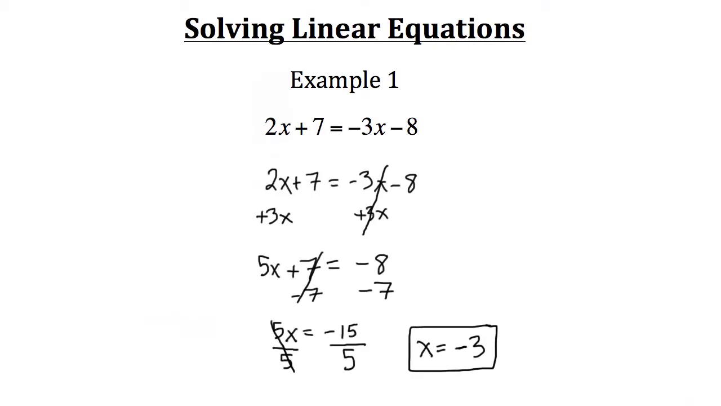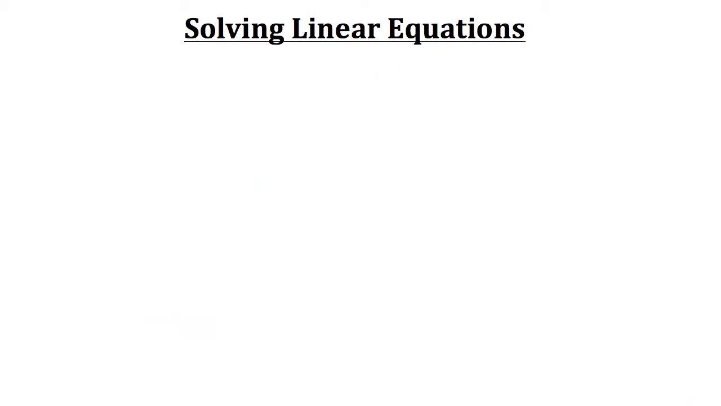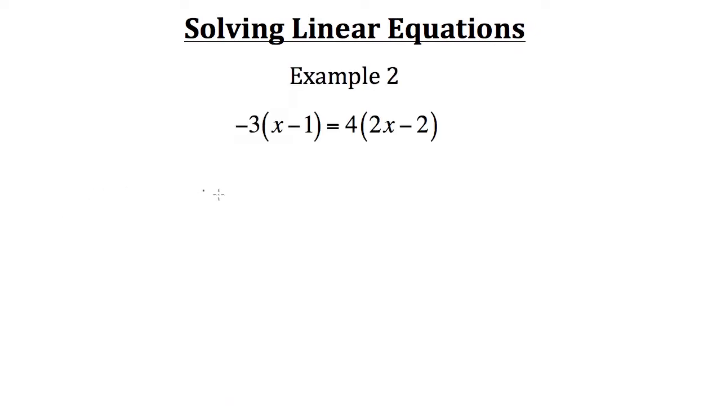Now let's try another example that's somewhat similar. So here we have another equation with a variable on both sides, but before we're able to isolate the variable on either side, we need to simplify both sides. So the first thing we could do is, if you notice, we have a constant number being multiplied to a quantity in parentheses. Same thing here on the other side. So what we can do to simplify is we could use the distributive property.